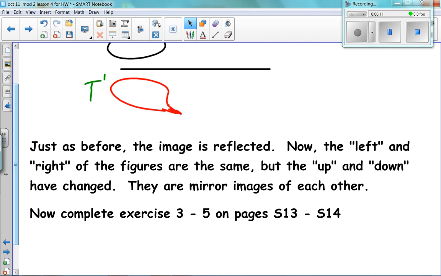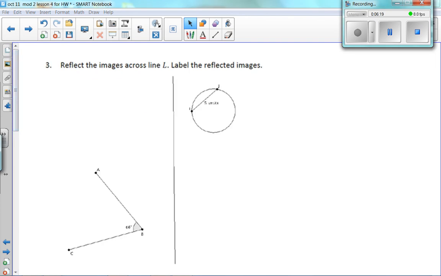So now please stop the video and do exercises 3 to 5 on page S13 and S14. Number 3 says, reflect the images across line L. Label the reflected images. So let's do that now.